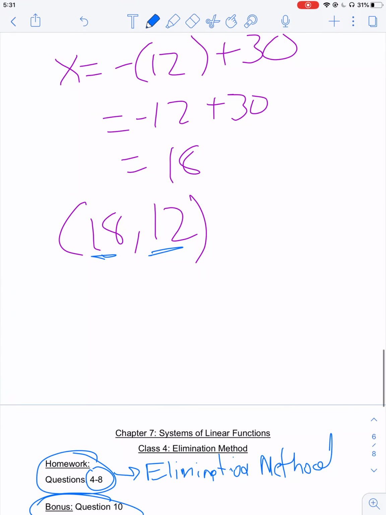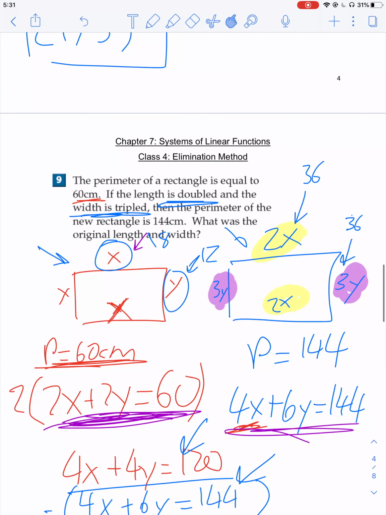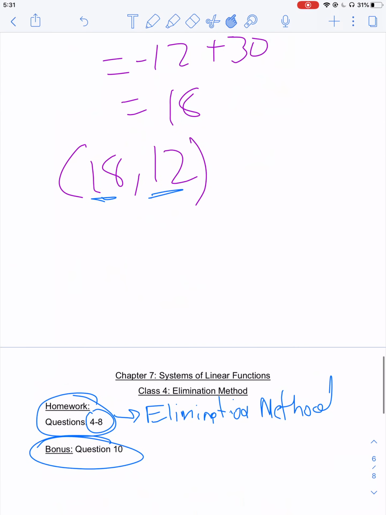So this basically tells me, what is my x? My x is my length. Initially the length was 18 centimeters, right? And the width was 12 centimeters. So sorry about the long question.